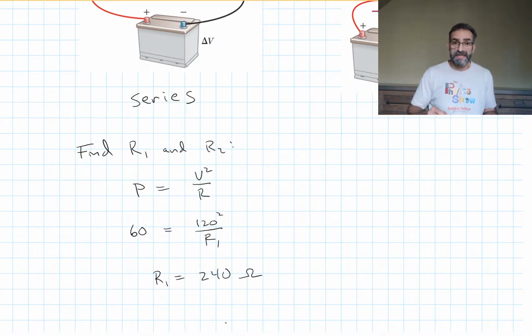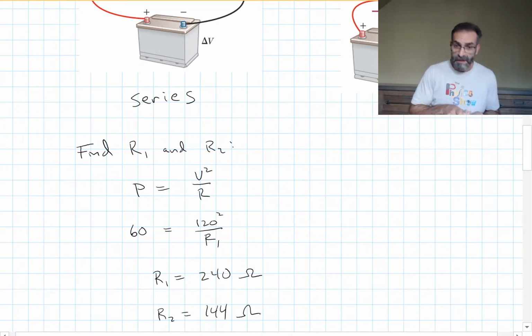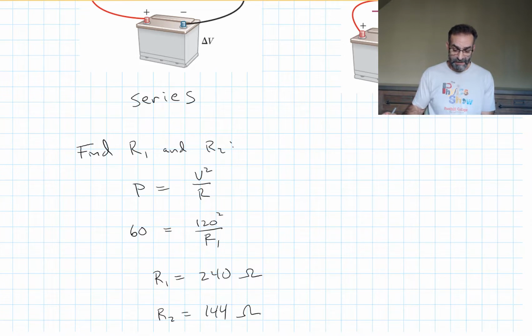240 ohms for the resistance of light bulb 1, the 60 watt light bulb. 144 ohms for the resistance of light bulb 2, the 100 watt light bulb.